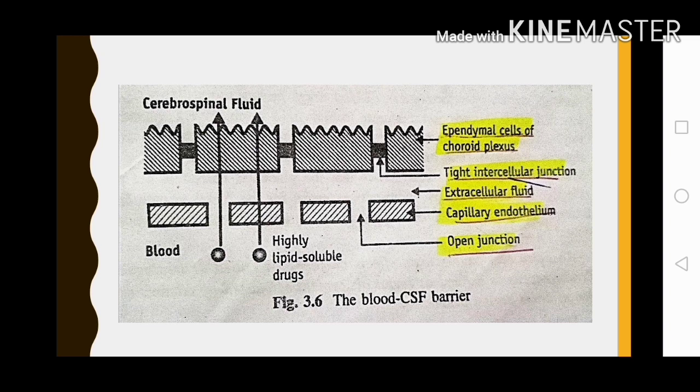As in the case of the blood-brain barrier, only lipid-soluble drugs can cross the blood-CSF barrier with relative ease, whereas moderately lipid-soluble and partially ionized drugs permeate slowly. A drug that enters the cerebrospinal fluid slowly cannot achieve a high concentration, as the bulk flow of the CSF continuously removes the drug.